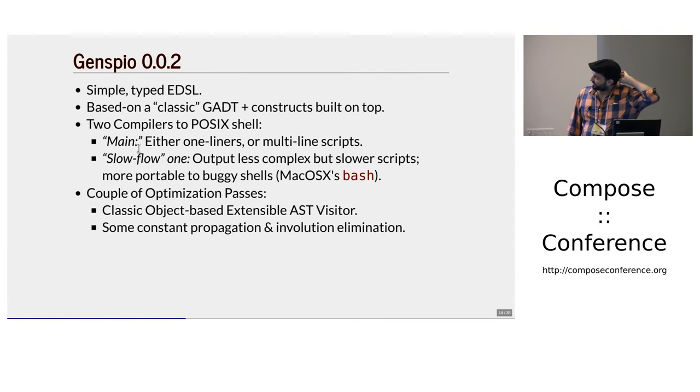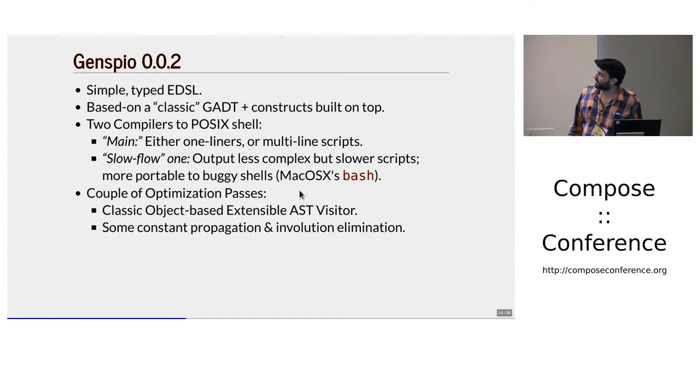Right now it's at the third version; it was 0.1 and 0.2. It's a simple typed embedded DSL in OCaml based on a GADT, so old school, not a typed tagless final thing like I presented in 2017. And then a bunch of standard library constructs built on top of it.